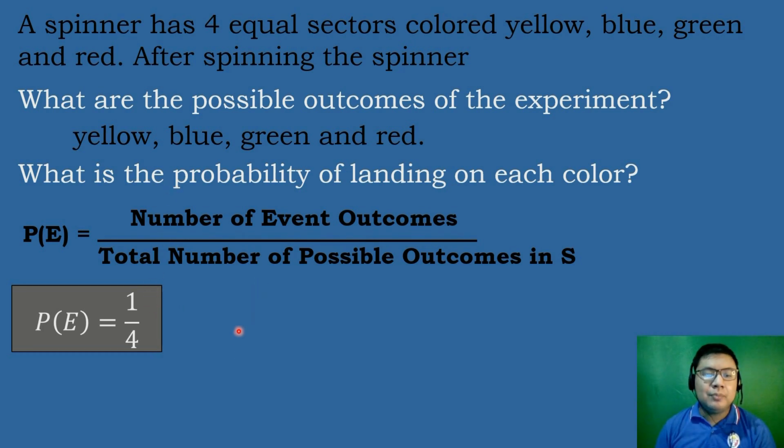And how about blue? What are the event outcomes of blue? So we have also 1. For green, event outcomes of green, we also have 1. And also red, we have 1 event outcome because the four colors have 4 equal sectors. And for the total number of possible outcomes in the sample space, we have listed out here the number of possible outcomes, which is equal to 4. So we have 1/4. The probability of landing on each color is equal to 1/4.